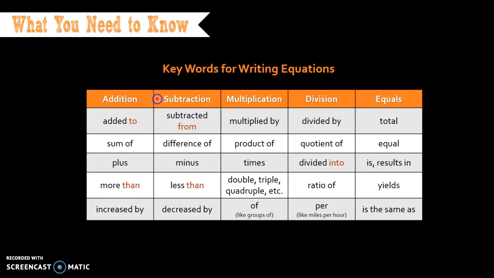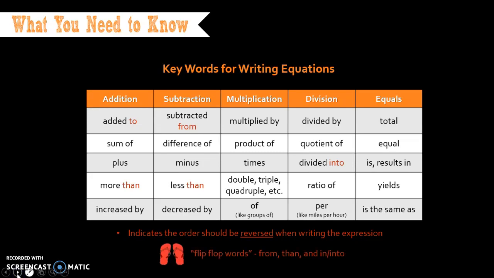We have also words for subtraction, words that indicate multiplication, words that indicate division, and then words that tell us we're dealing with an equation and we will be using an equal sign. The words in red indicate that the order of when you are writing variables or numbers needs to be reversed when you're writing that part of the expression. I like to call them flip-flop words because you're flipping or flopping the order of what you see for the equation or the expression. So the main words that you need to know for that are from, than, and in or into.